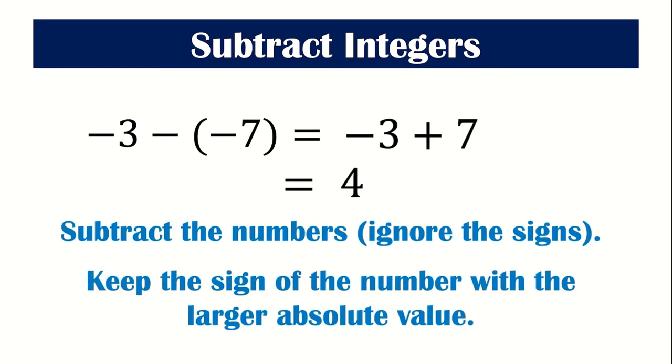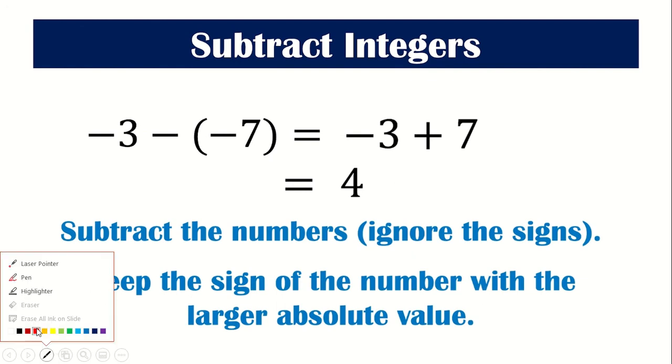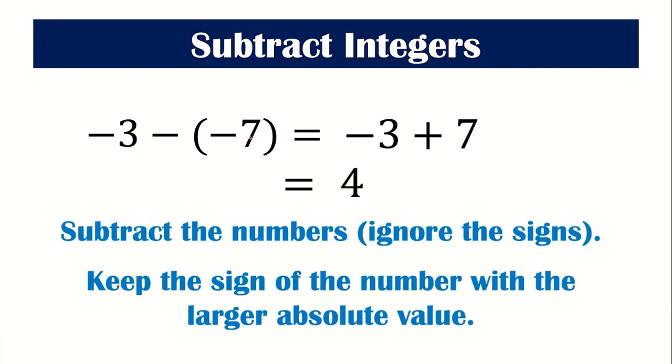Okay. And here, we have another example for subtracting integers, but we have negative 3 minus negative 7. Opposite of negative 7 is 7. So, copy negative 3, change subtraction to addition, and then the opposite of negative 7 is 7.